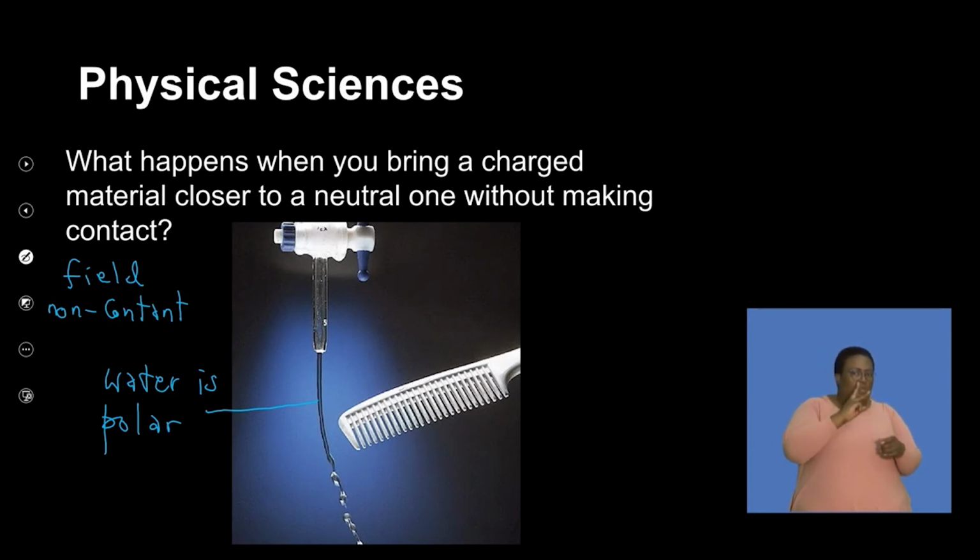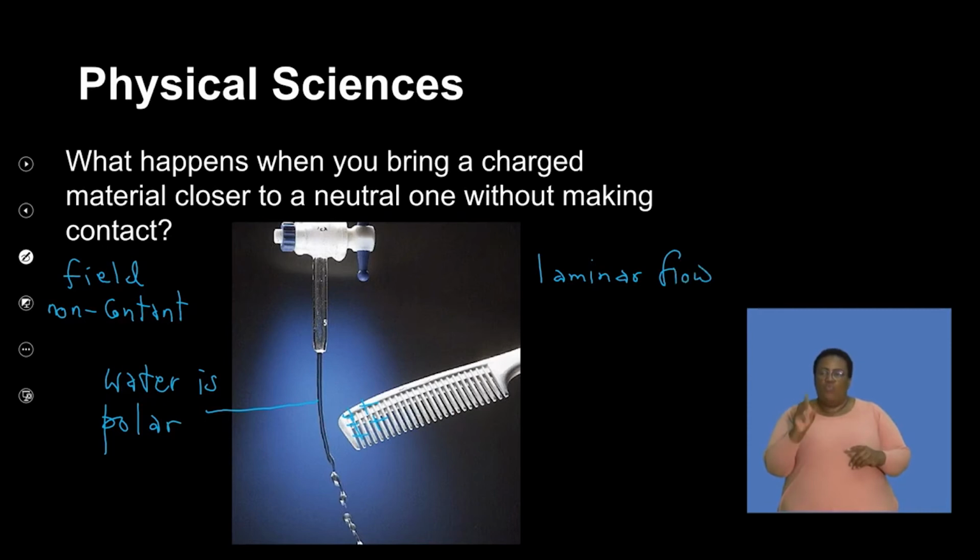So what happens when you bring a charged material? Let's say the surface of this comb is positive, for argument's sake. It has a positive charge, or it has lost electrons. If you bring it closer, the positive charges in the comb will repel the positive charges in the polar water molecule while attracting the negatives, which explains why this smooth stream of water is attracted to the comb. This flow of water, we'll call it laminar flow. That's the term used to describe the flow of water in that stream.